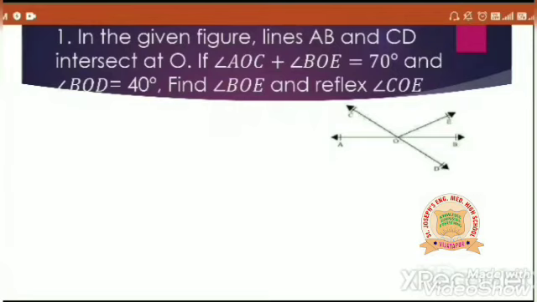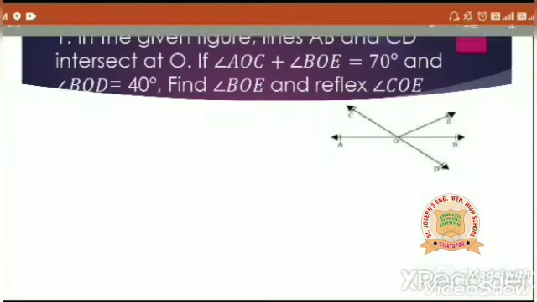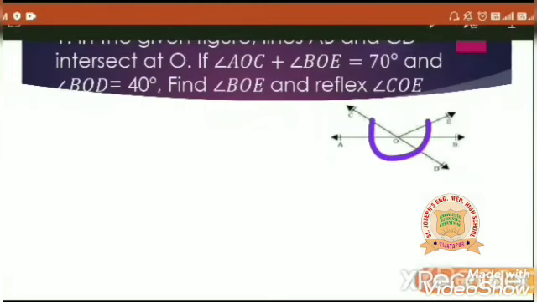And angle BOD is equal to 40 degrees. They have given this angle as 40 degrees. We need to find out the measure of angle BOE, this angle, as well as the reflex of angle COE. Reflex of COE means we have to find out this angle. Okay, so let's go for the solution first.